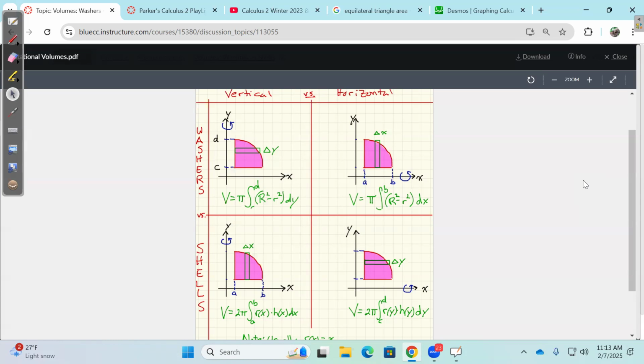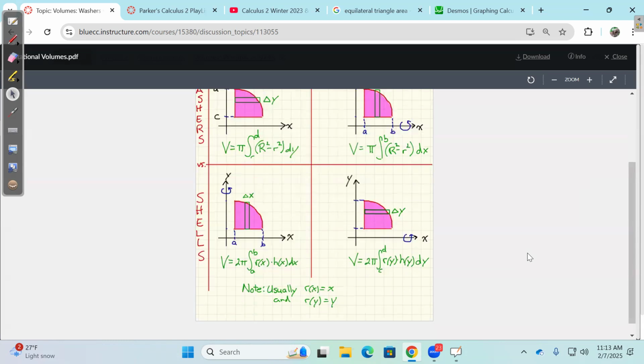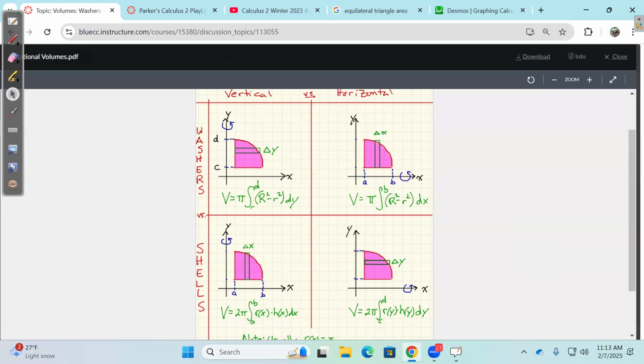A note on the bottom about the radius functions. Typically, the radius function is either just x or just y when we use the shell method. And sometimes one's better than the other. Sometimes it doesn't matter. Sometimes one is a mess. Sometimes, again, they're pretty similar. So let's just try a couple problems.